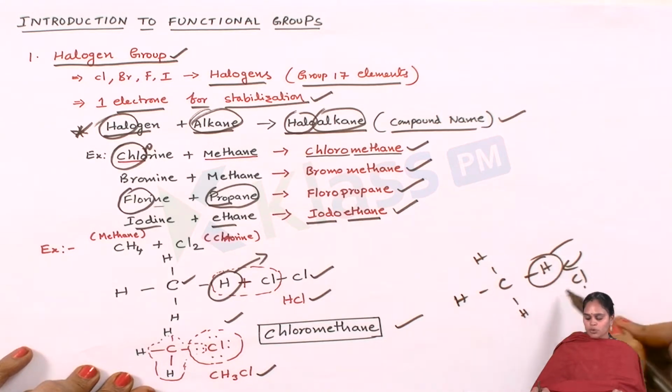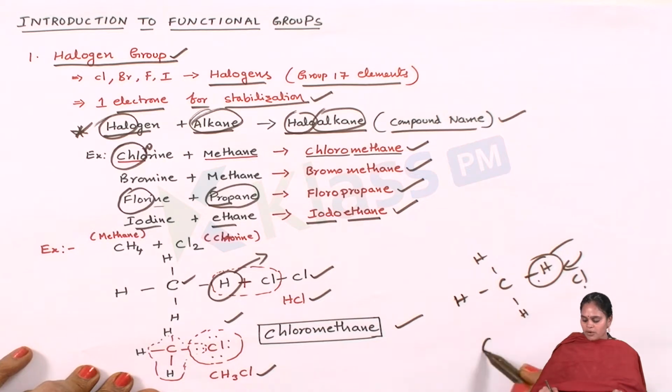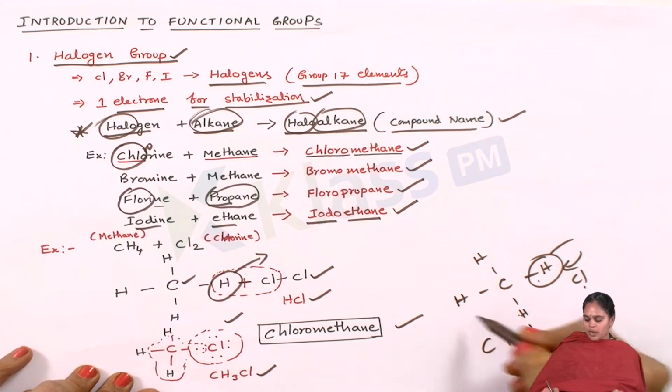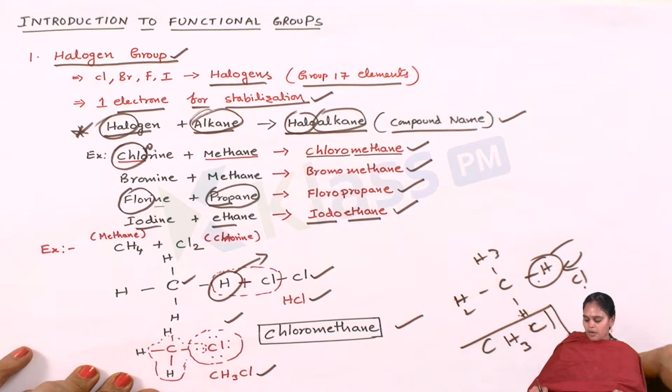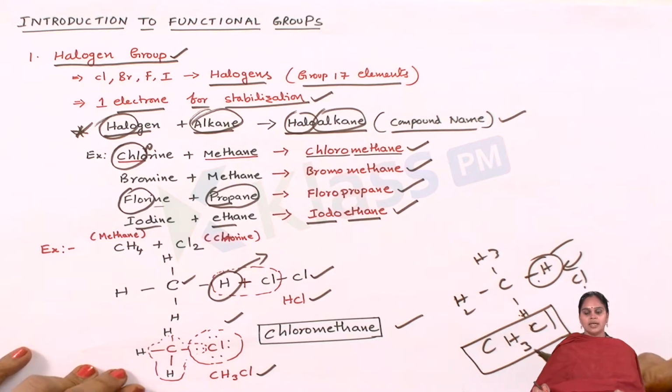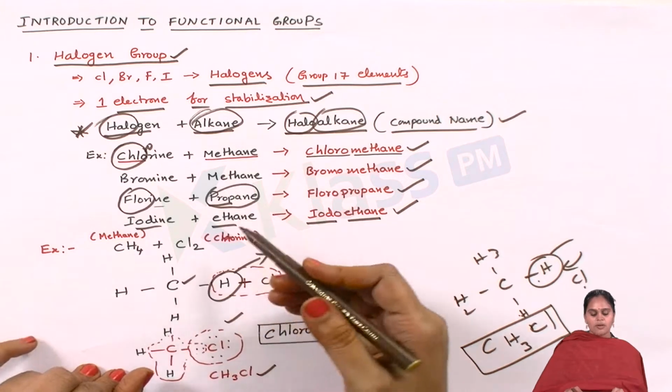Instead of hydrogen, chlorine is added, and the formula of this one is C. How many hydrogens? 1, 2, 3 hydrogens. CH3 plus what is added here? Chlorine. So the formula of chloromethane is CH3Cl. This way you have to understand it for all others.